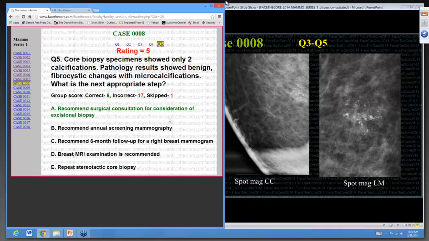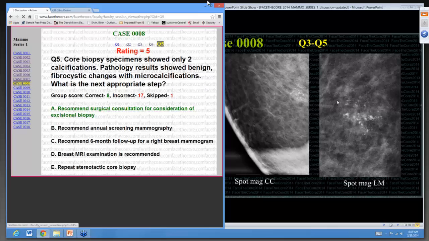Question 5, core biopsy specimens showed only 2 calcifications and pathology results showed benign fibrocystic changes with microcalcifications. In this particular case, the correct answer choice would be A. If it only showed 2 calcifications and fibrocystic changes, this would be considered discordant. With these type of calcifications, one wouldn't expect fibrocystic changes. And so one would want to re-biopsy it, but the best option would be that of a surgical consultation for excisional biopsy. To try to repeat stereotactic biopsy, one could, but you might get the same result. It may have been a difficult biopsy, so it's just best to go to a surgical consultation for excisional biopsy.